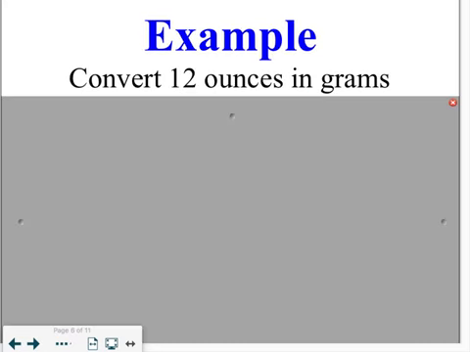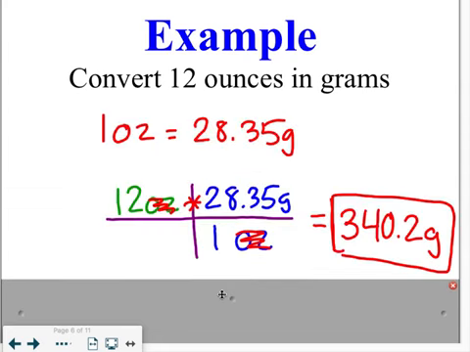Go ahead and try this problem on your own using the mass or weight conversions on your chart. You should have gotten a final answer of 340.2 grams. Again, since there are different conversion factors, you could say 1 ounce is 28.35 grams, or you could say 1 gram is equal to 0.035 ounces. Your decimal place might be off by just a little bit, and that is okay, but you should have the same general answer of 340.2 grams.